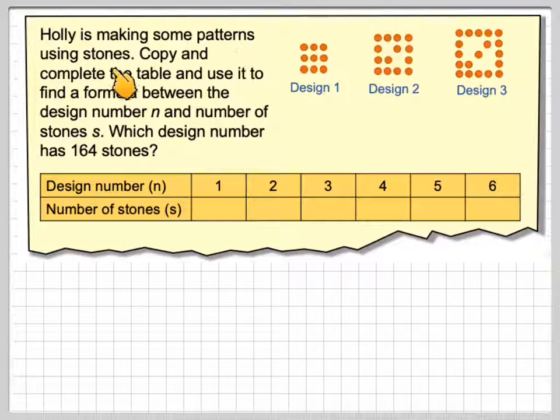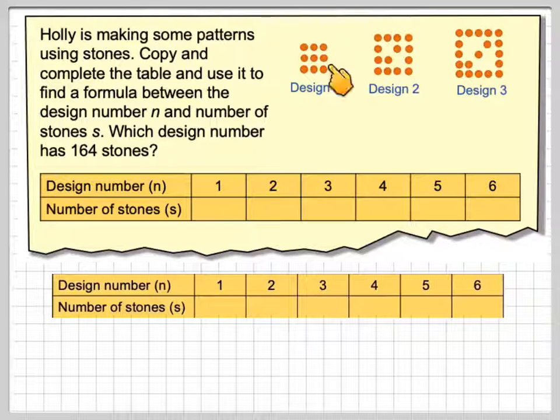Holly's making some pattern using stone. Here we have design number 1, design number 2, design number 3. Copy and complete the table. Use it to find a formula between the design number n and the number of stones. Which design number has 164 stones?